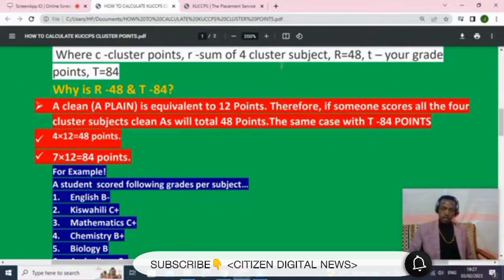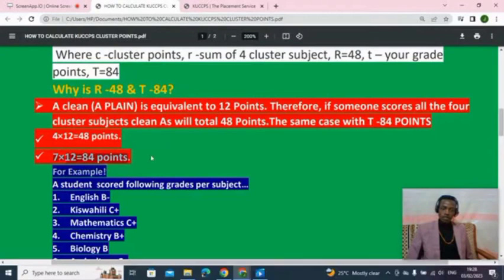In simple terms, this is what I mean. If someone scores clean A in each of four subjects, then 4 multiplied by 12 is equivalent to 48 points. And if someone scores clean A's in seven subjects, it is equivalent to 84 points.